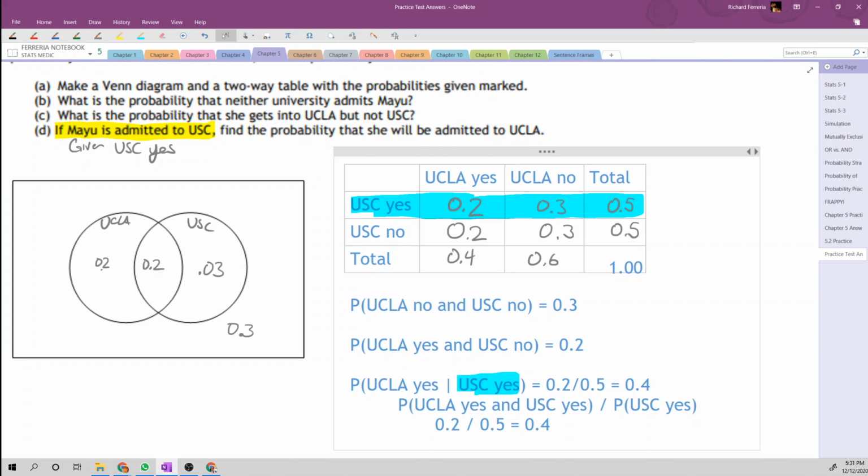Depending on whether or not you have a two-way table will really dictate whether or not you use the graphical method, by looking at the chart, or if you use a symbolic method like we just did.